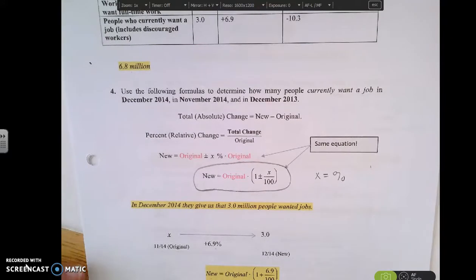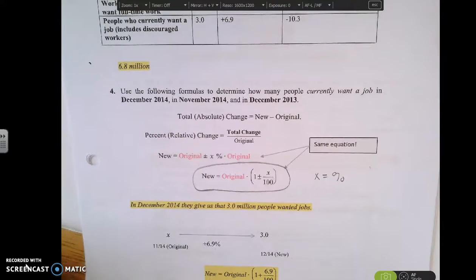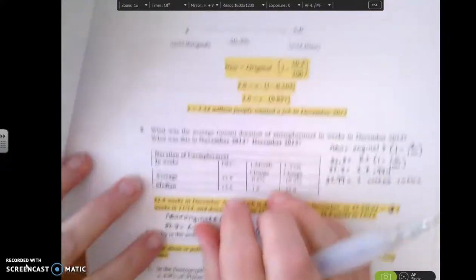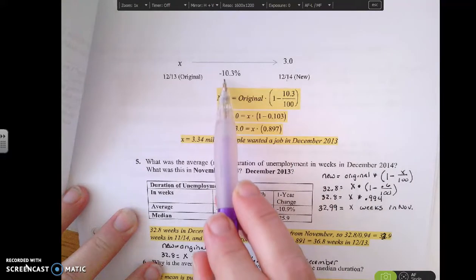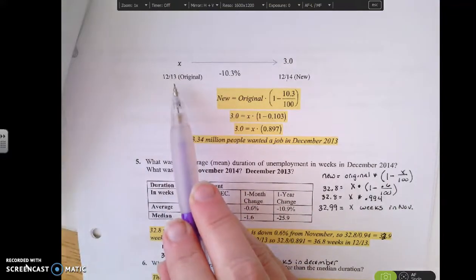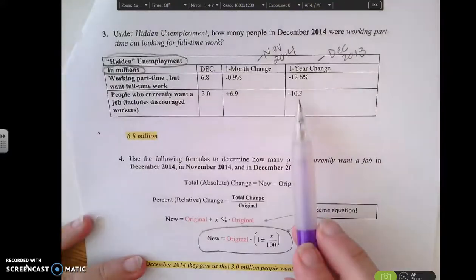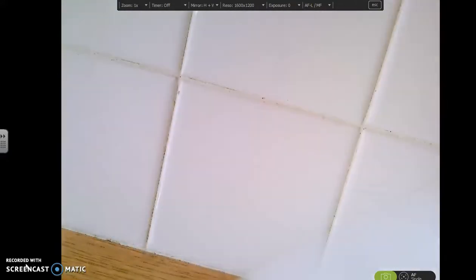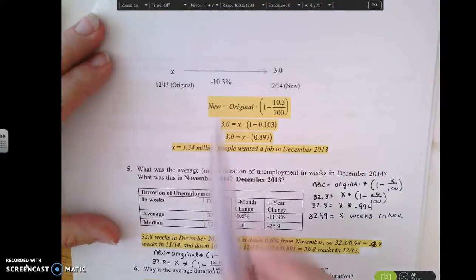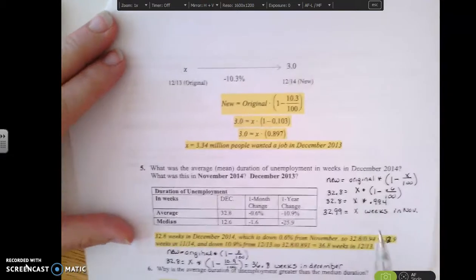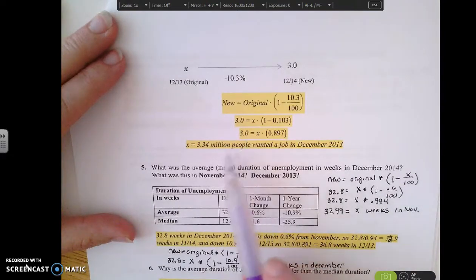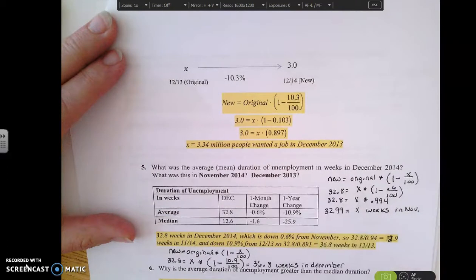Now we're going to do the same thing for December 2013. December 2014 was 3, there was a 10.3% change, and we're looking for December 2013. The 10.3 came from right here. So the new equals the original times 1 minus 10.3 over 100. If I do my calculations, I find out that 3.34 million people wanted a job in December 2013.